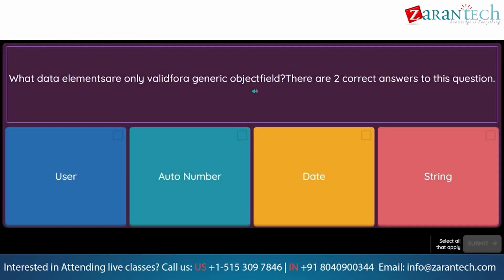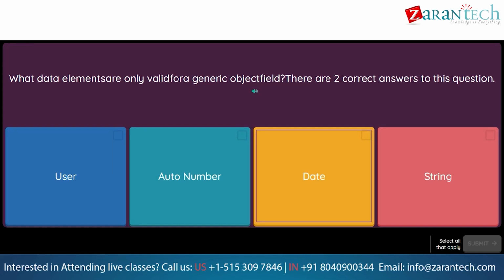Question: what data elements are only valid for a generic object field? There are 2 correct answers to this question. Option 1, User. Option 2, Auto Number. Option 3, Date. Option 4, String.